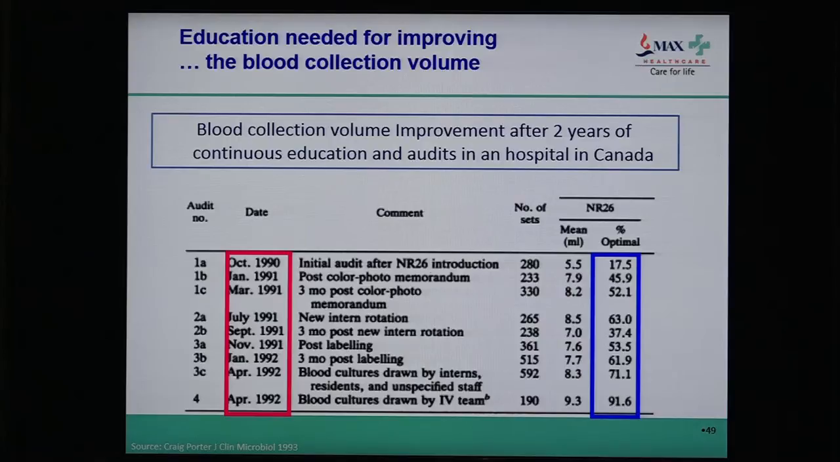Initial audit, you mentioned this. Initial audit, after introduction, post color photo memorandum, 3 months post, all this audit and education. Are you using vacutainers for collection of blood culture? No vacutainers, syringes. But the adapter is available, and we are using it quite successfully, collecting with syringes, not in vacuum. The bottles are not vacuumed, but we get a good amount. Do the adapters need to be sterilized between uses, or are they used until they can be used? Yeah.